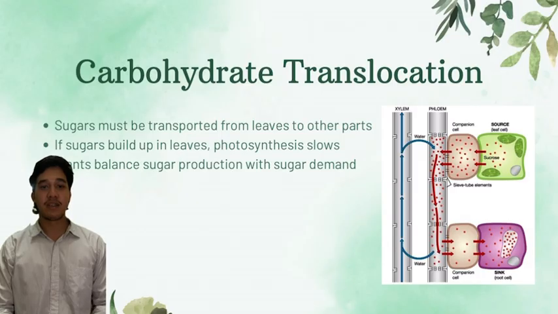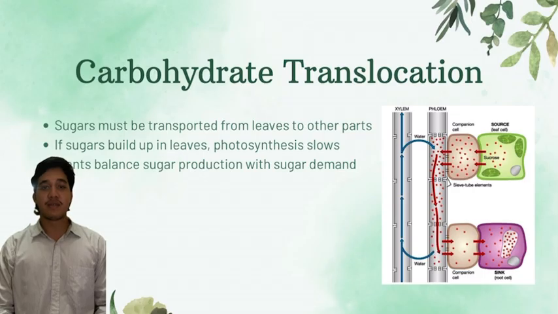Next is carbohydrate translocation. After the plant makes sugars in the leaf through photosynthesis, those sugars need to be transported to other parts of the plant, like the roots, stem, and growing fruits. This movement is called translocation. If the plant cannot move the sugars fast enough, they start to build up in the leaf. When this happens, the plant gets a signal to slow down photosynthesis.